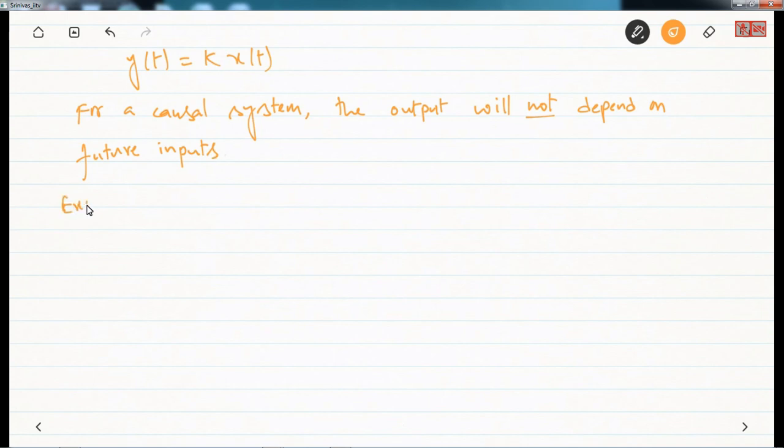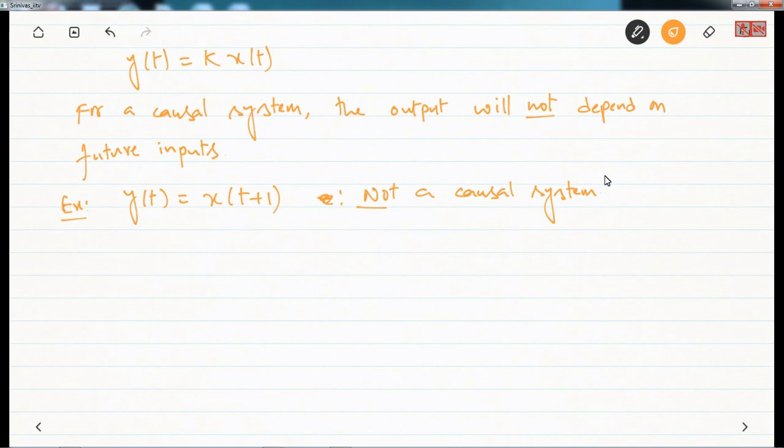Now let's say y of t is equal to x of t plus 1. This is a non-causal system. So this is not a causal system, right?